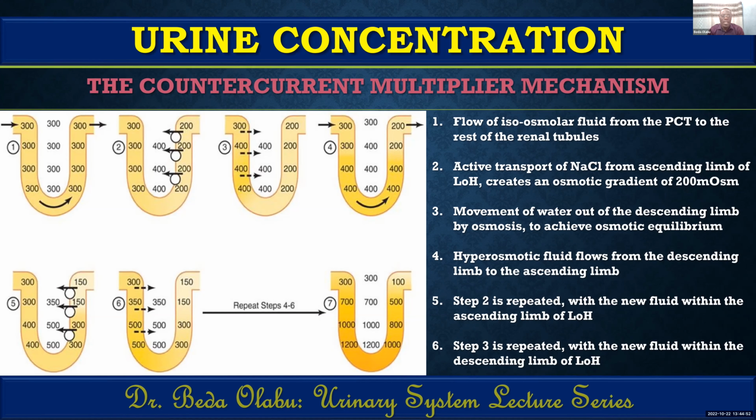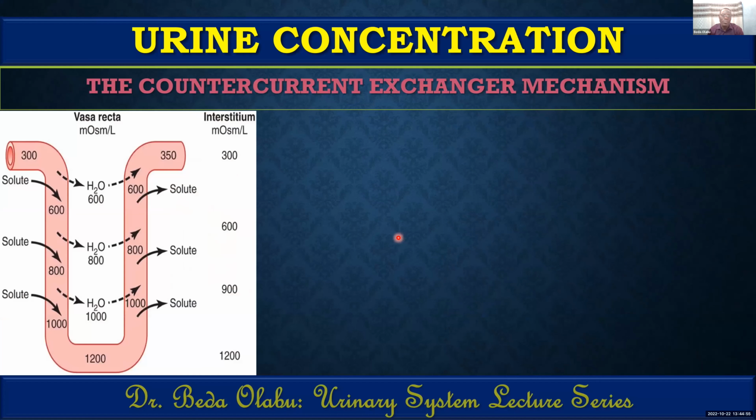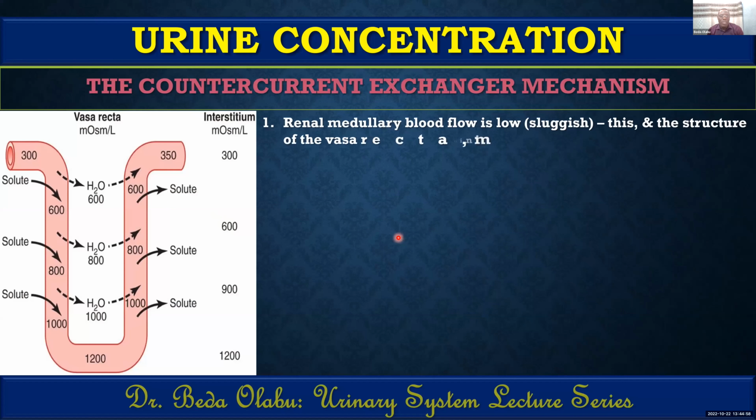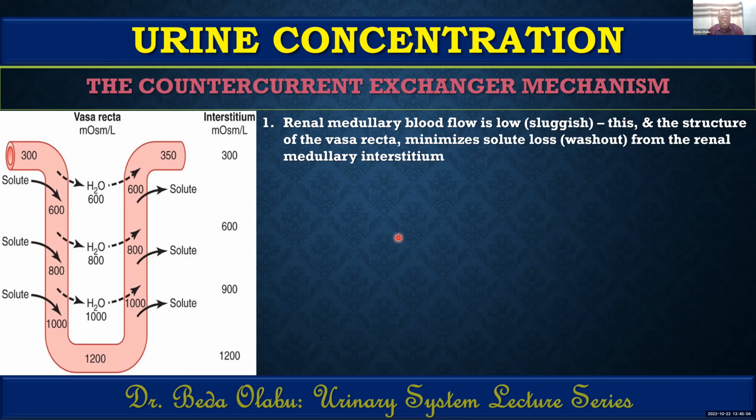Okay, how about the countercurrent exchanger mechanism? The countercurrent exchanger mechanism relies on the anatomy of the vasa recta. It also relies on the speed at which blood flows through the renal medulla. When you look at the amount of blood that flows through the renal medulla, compared with the amount of blood that flows through the renal cortex, the cortex receives massive blood flow. The renal medulla receives very slow, minimal blood flow. So the blood flow into the renal medulla is limited, that's the statement. It's sluggish.